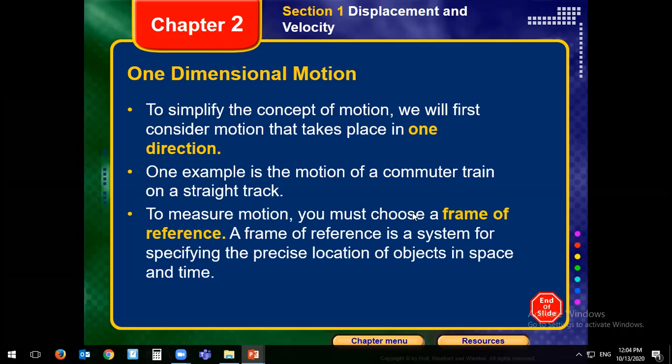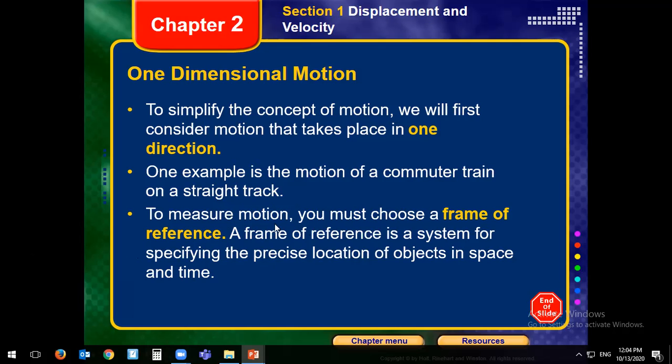To measure motion, you must choose a frame of reference. For example, if you are on the ferry between Port Said and Port Fouad, and the ferry is in the middle of the water, and you want to make sure whether the ferry is moving or not, the first step is you must have a frame of reference. The frame of reference is something that you are sure is not moving, like a tree on the land or a building. So with your eye, you must check this building. If you feel it is moving, this means what? This means your ferry is moving in the water, because you're sure that the frame of reference is not moving. So this is how to make sure whether you are moving or not.